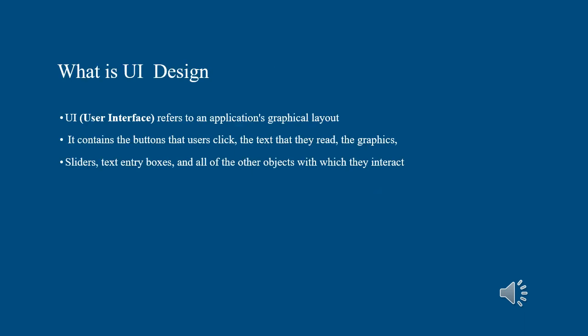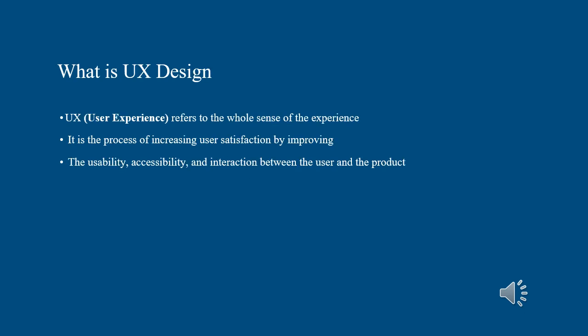Nextly, we have what is UI design. So user interface refers to an application's graphical layout. It contains buttons that the user clicks, text that the user reads, the graphics, sliders, and all other objects with which the user will interact. Nextly, we have UX design. So user experience refers to the whole sense of experience. It is possible to increase user satisfaction by improving the usability, accessibility, and interaction between the user and the product.